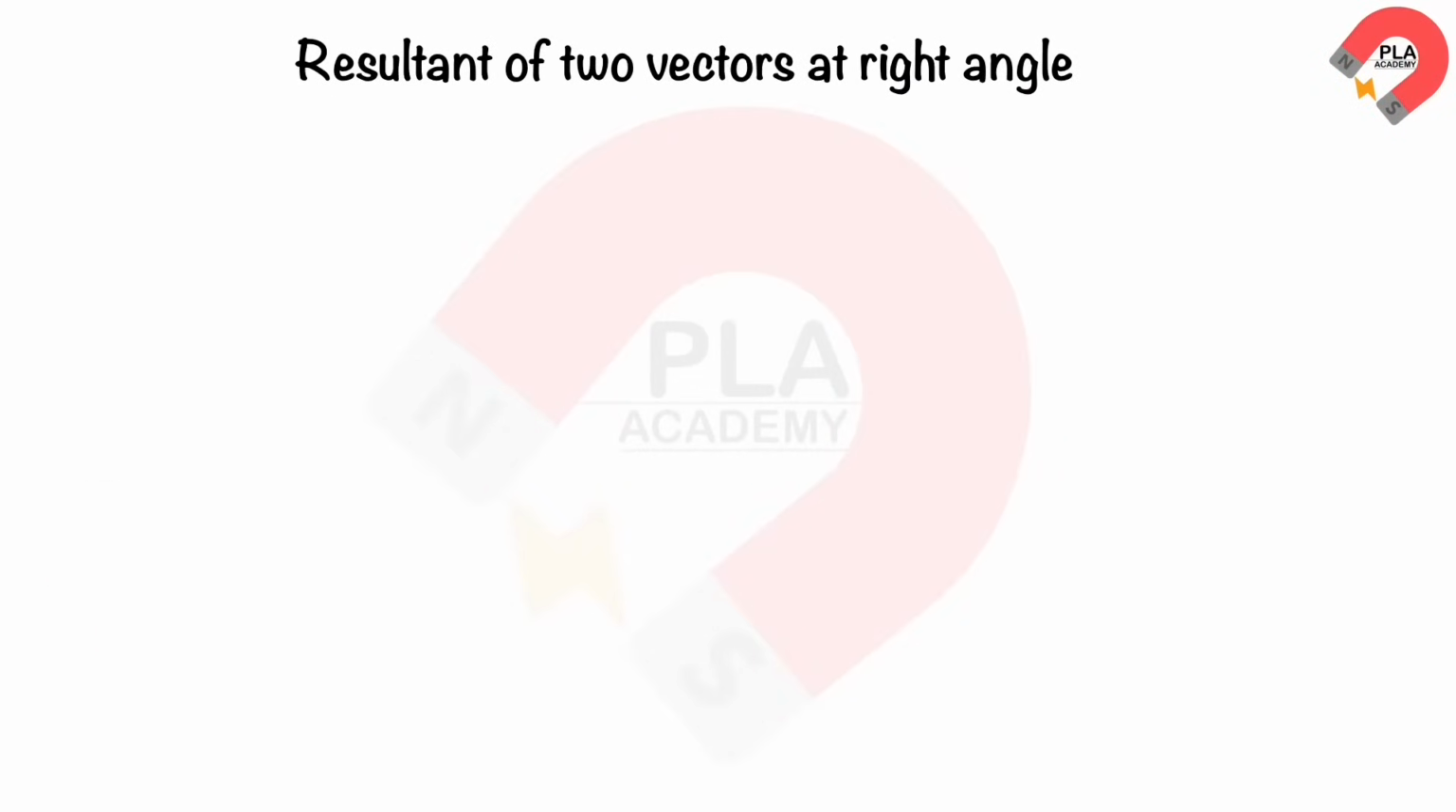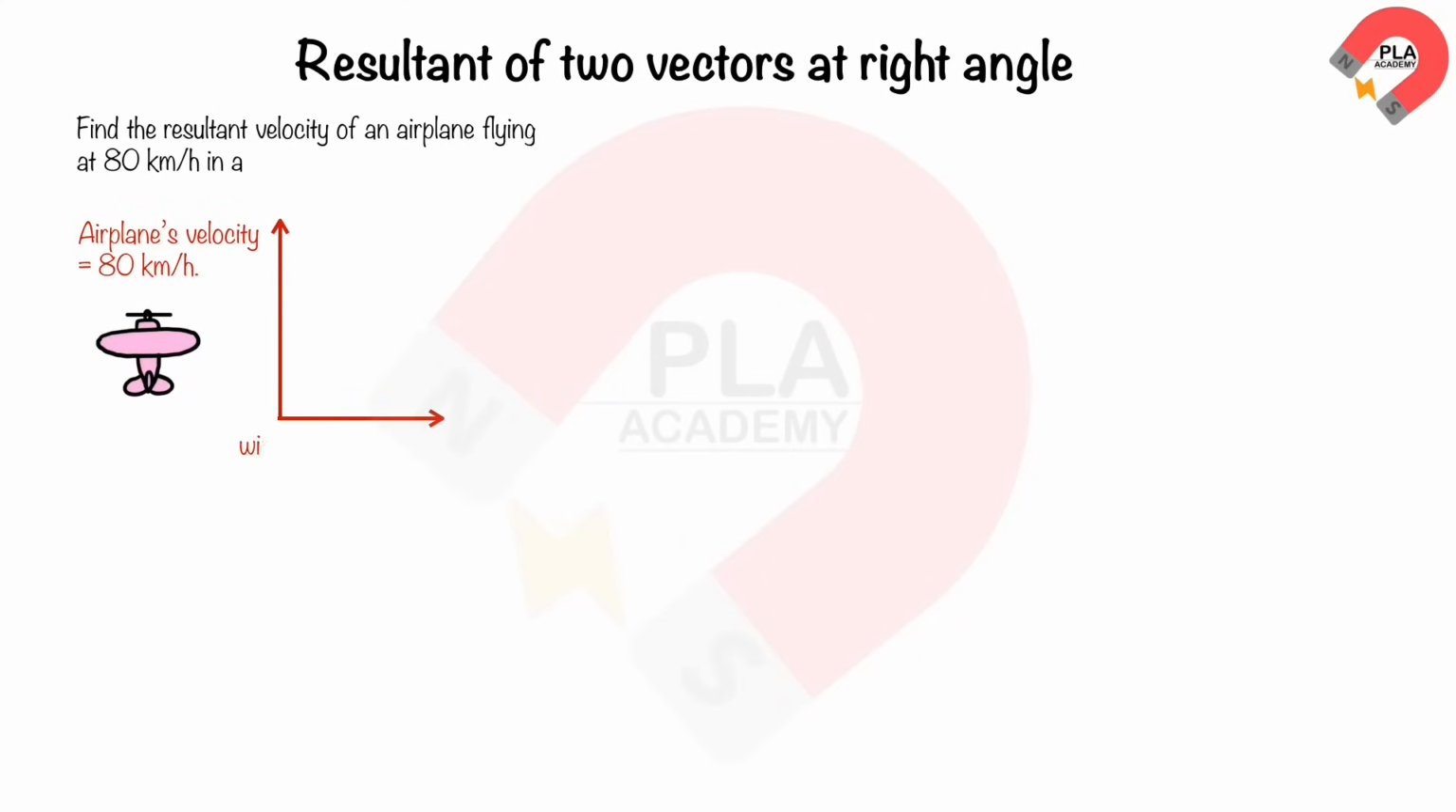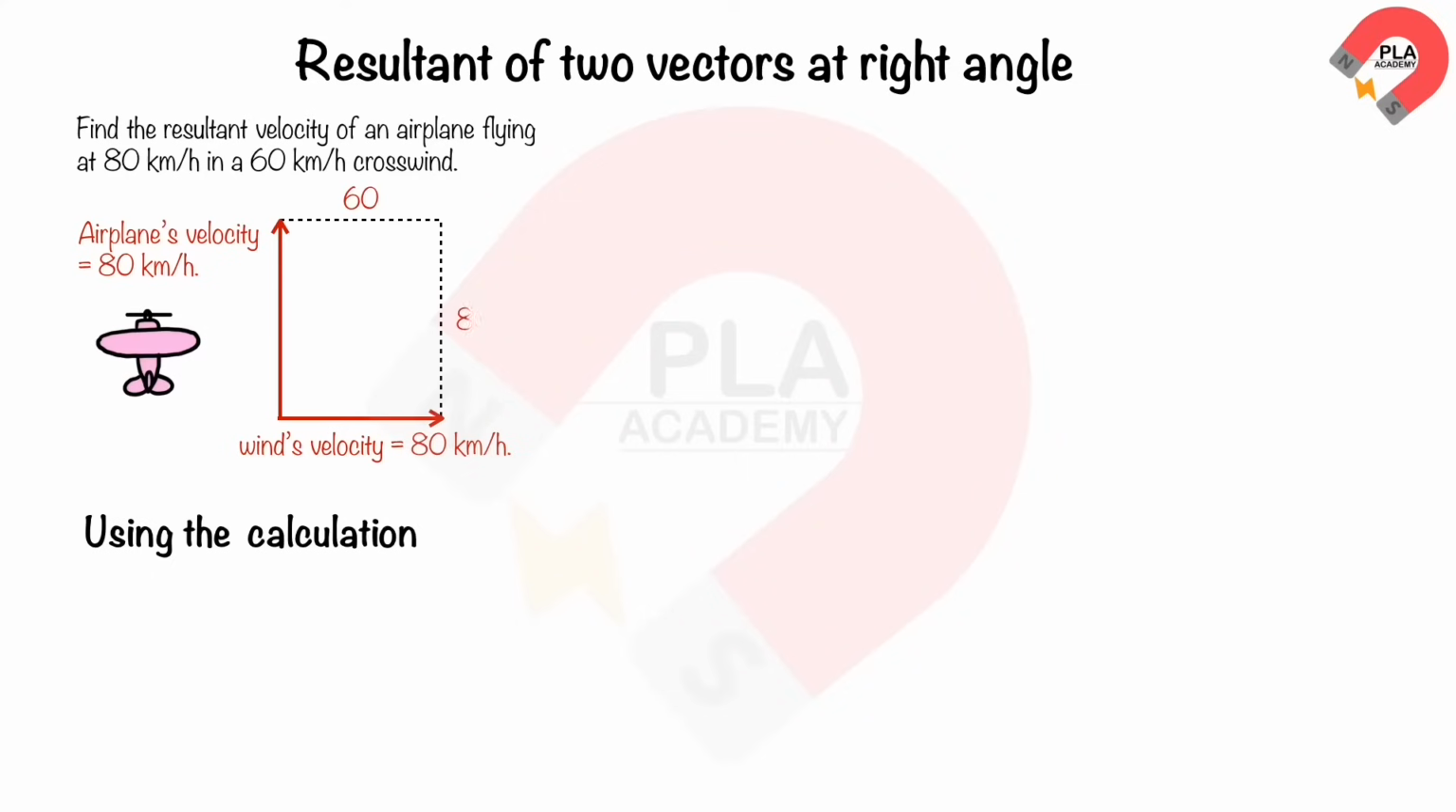Determine the resultant of 2 vectors at right angles. Find the resultant velocity of an airplane flying at 80 km per hour in a 60 km per hour crosswind. Find the resultant velocity using calculation. Draw a parallelogram with 80 km per hour and 60 km per hour as sides, which forms a rectangle. The resultant velocity is the diagonal of the parallelogram.